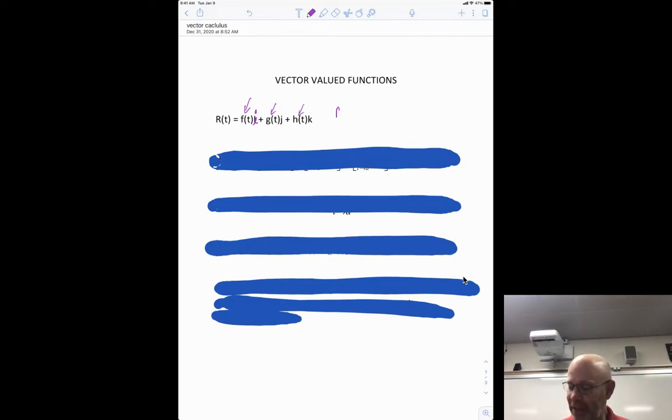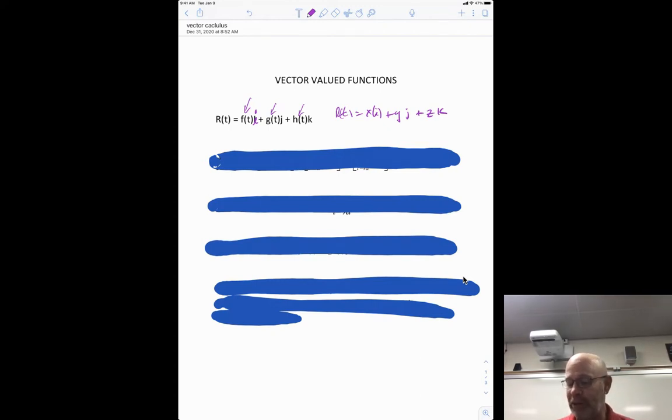Sometimes we actually write this as x i plus y j plus z k. So we just call them x, y, and z. Most of ours will be in 2 dimensions, x and y, but I just want to show you that it can carry over to 3 dimensions also.